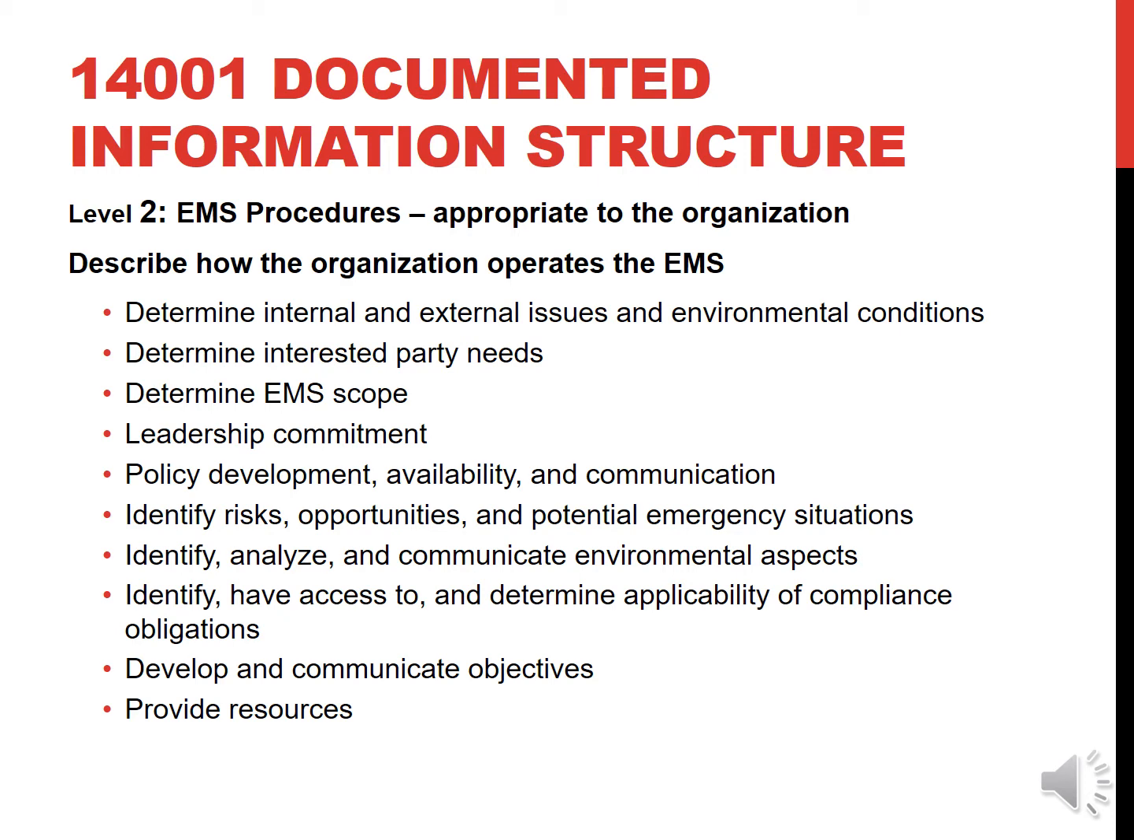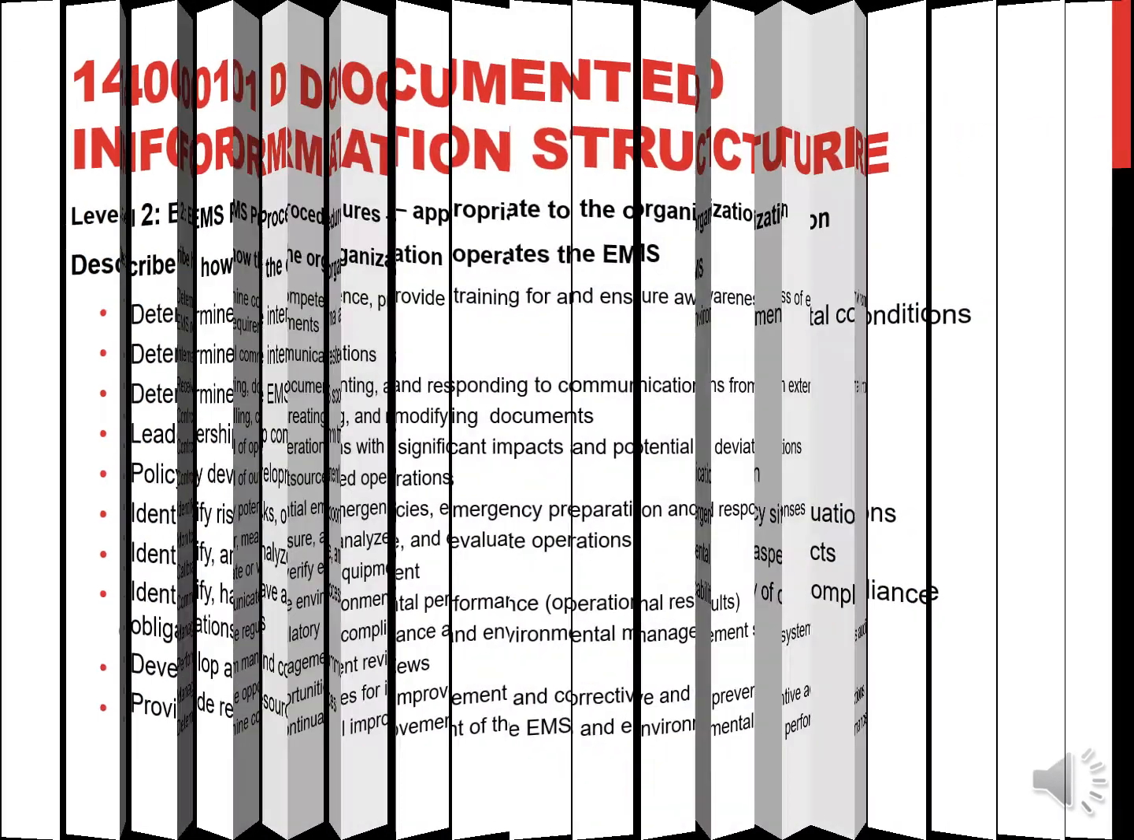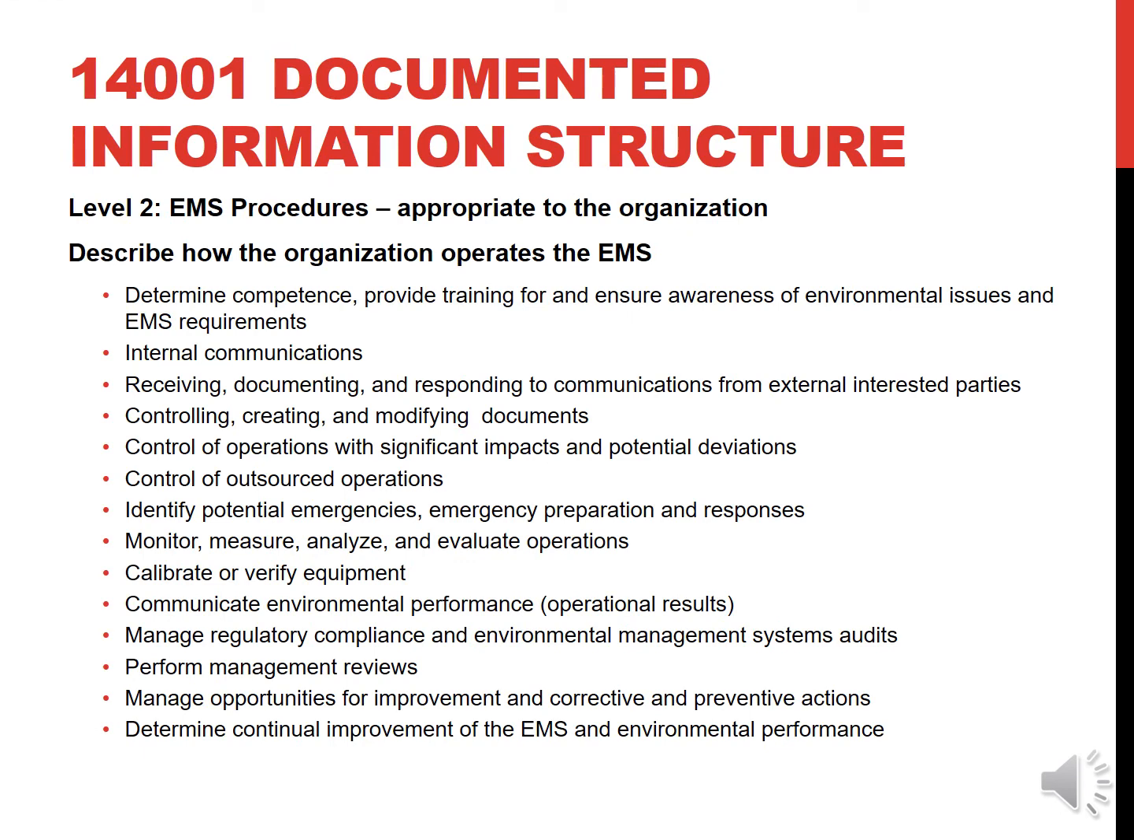There are actually 18 minimum required documents for any EMS, and there are other optional ones. If an organization is particularly complex, it may have many more procedures than another one. And so the level 2 procedures, these are more examples of them. I'm not going to spend a lot of time on them. These are some additional requirements. Just know that whenever you see shall develop and maintain documented information, the procedures have to be documented.